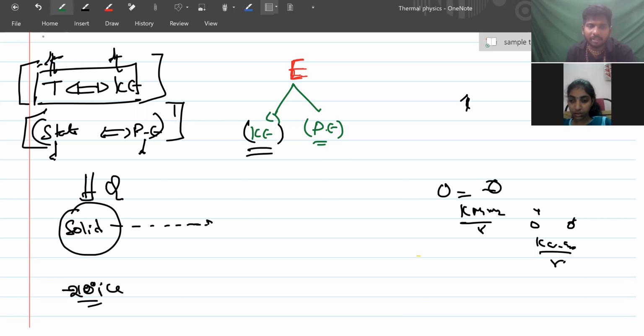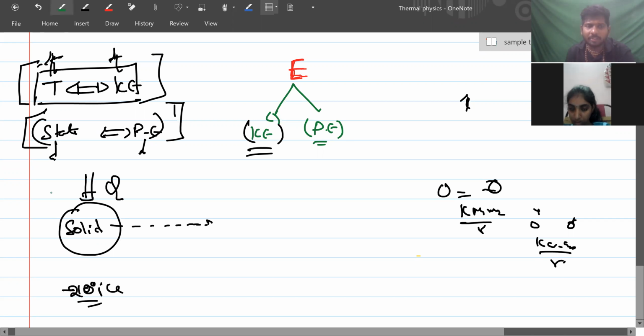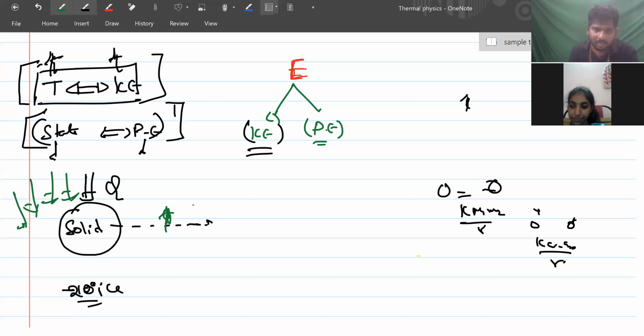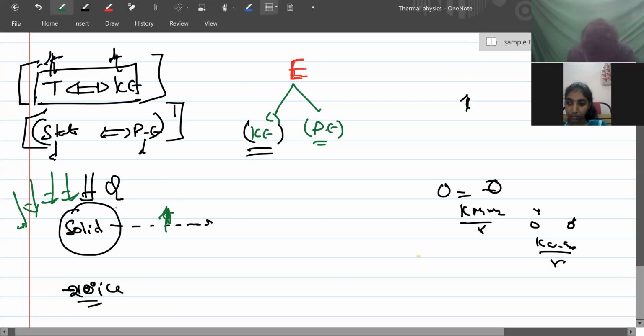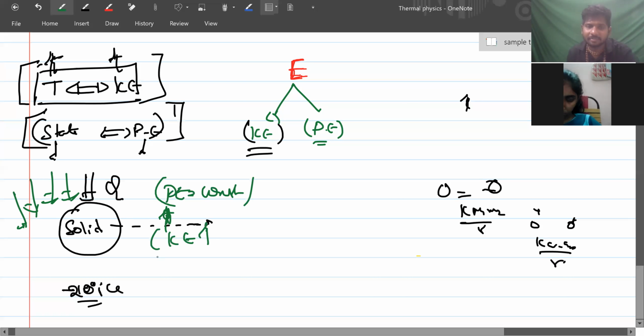If you're continuously giving energy, this solid's temperature will rise, because you're giving heat energy. Will the phase change there? No. There will not be any phase change, but there will be a change in kinetic energy. That means potential energy will be constant. The state will not be changing, but kinetic energy will be increasing due to that energy.